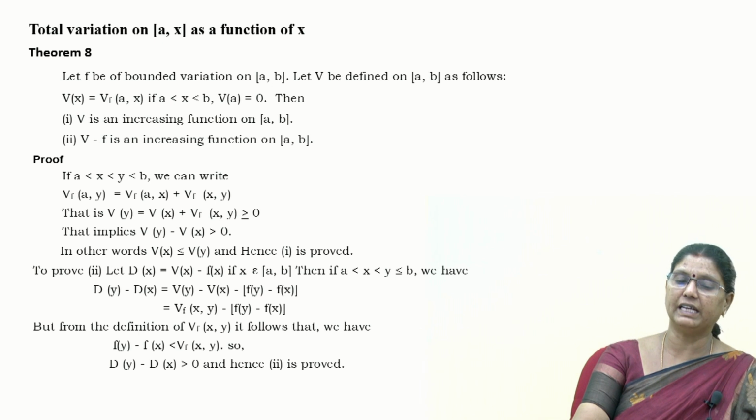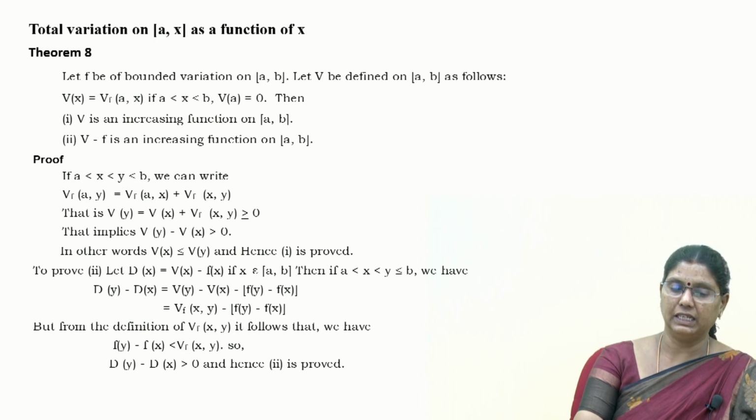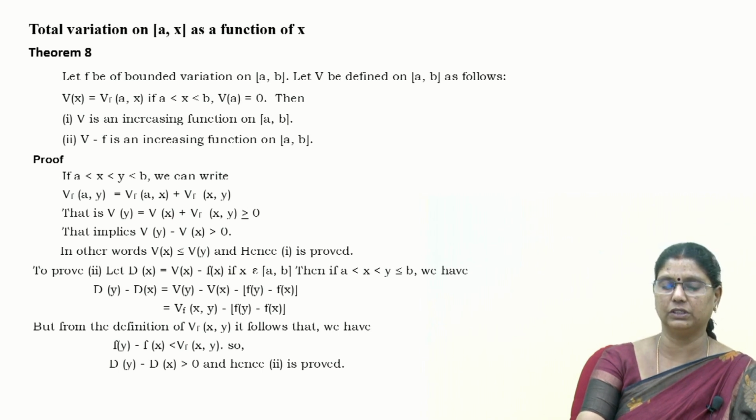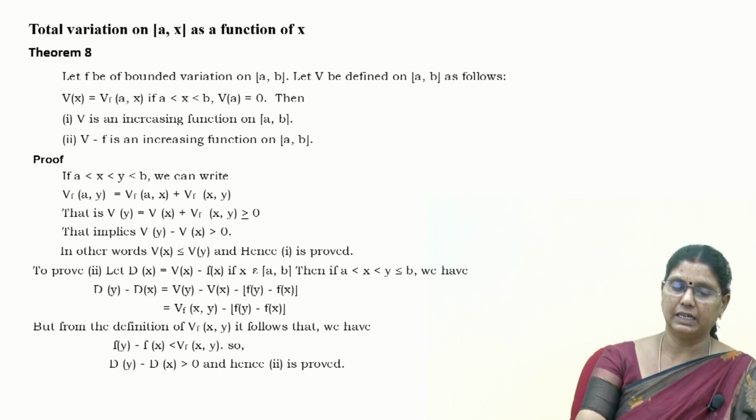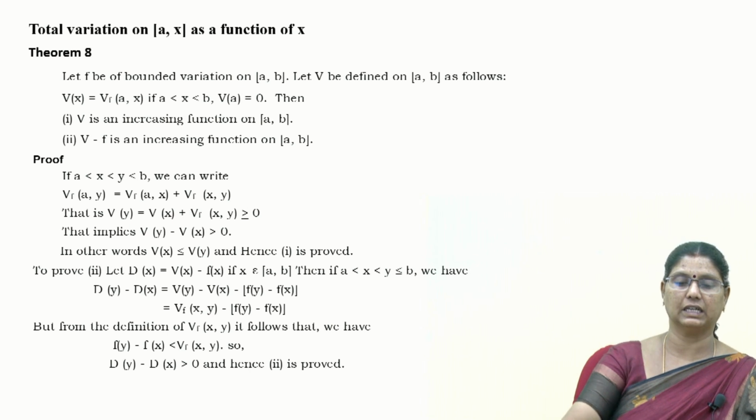First, let us show that V is an increasing function on the closed interval [a, b]. If we consider a < x < y ≤ b, we can write Vf[a, y] equal to Vf[a, x] plus Vf[x, y]. That is, we can write V(y) is equal to V(x) plus Vf[x, y], which is greater than or equal to 0. That is, V(y) minus V(x) is greater than or equal to 0, or in other words we can say that V(x) is less than or equal to V(y). That implies that V is an increasing function on the closed interval [a, b], and hence condition 1 is proved.